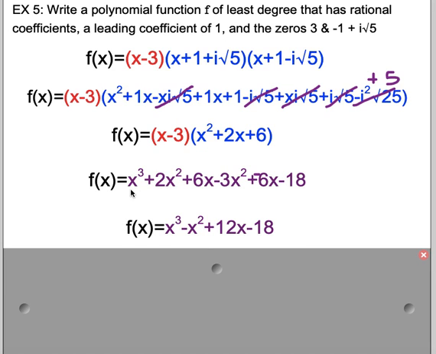So we got x cubed. We got 2x squared minus 3x squared, which is 1x squared. 6x minus 6x, well, that actually goes away. And then minus 18. There is my answer. Double check myself. I had one solution here. Since I had imaginaries, I had 2 there, which should give me a power of 3, which it does. And I'm done. So I hope this is helpful.